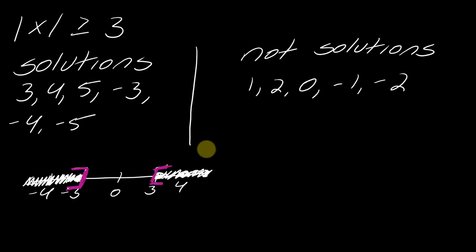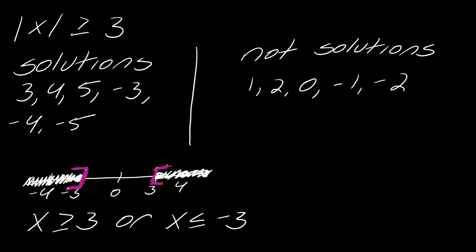Okay, so now another way that I could express this without absolute value, but with inequalities, would be that this side here, actually, let's go from positive to negative. So this side here are all the values where x is greater than or equal to 3. And then this side here are all the values where x is less than or equal to -3.